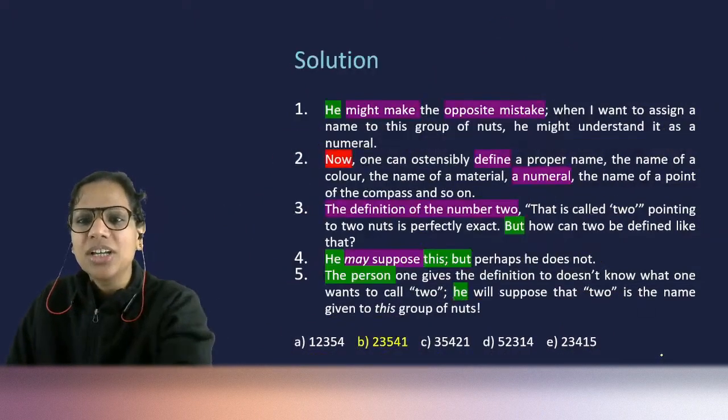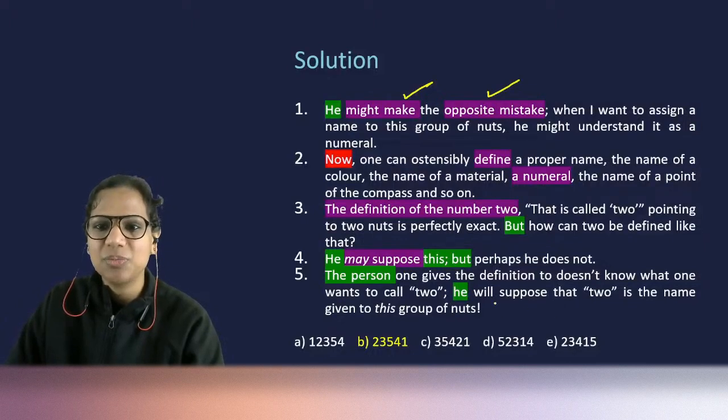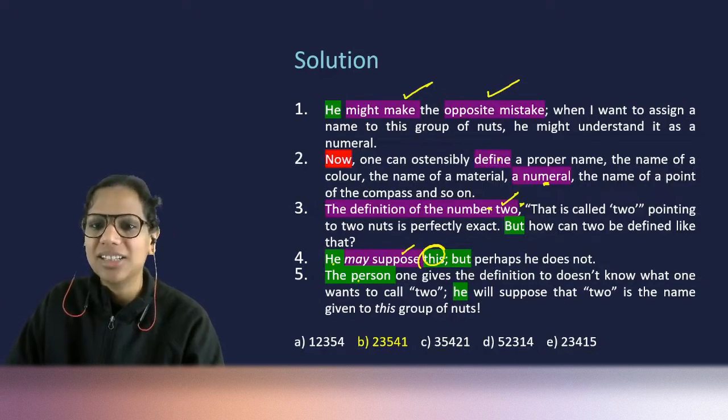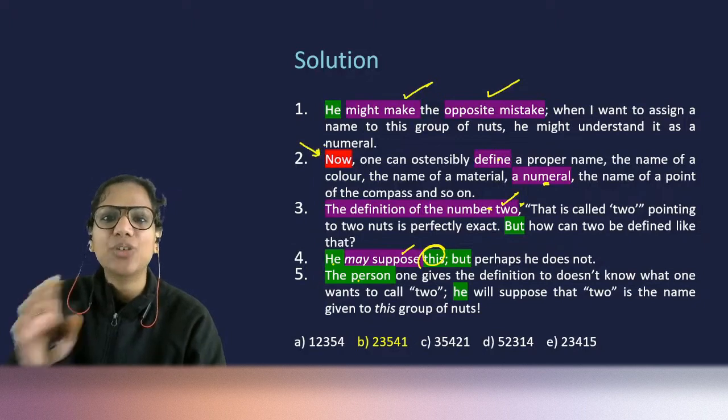Right? So I had theme based clues here, again might make the opposite mistake. Opposite of what? The mistake, this, right? So we had theme based clues here, the definition of a numeral and number 2, define, define, define and definition. We had a lot of grammar based clues, he, this, the person, he, right? He, all right. And this was actually a red flag.